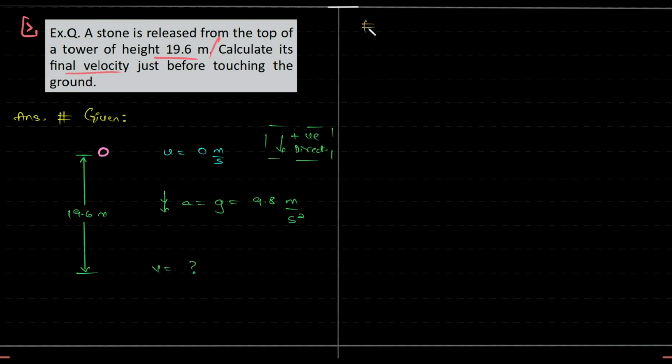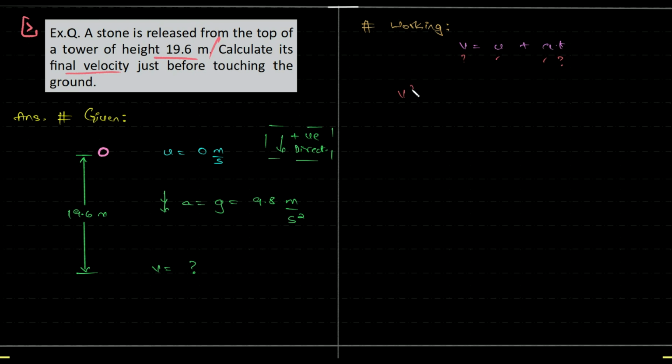And now the working. So what formula to use? We'll begin with v is equal to u plus at. Right? Say I don't know what formula to use, I'll just write all the equations which I know. V, we don't know. U, we know. A, we know. T, we don't know. So it's not a good idea.